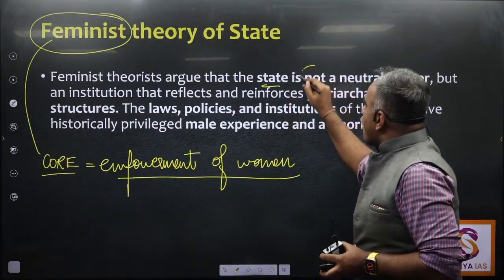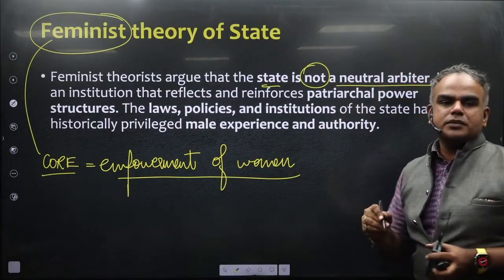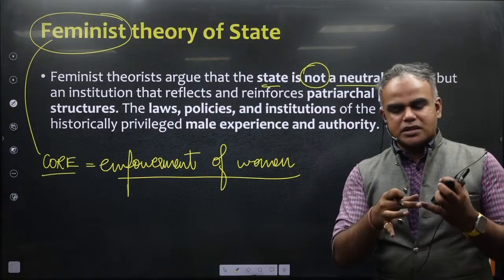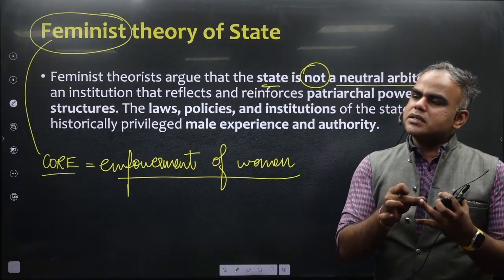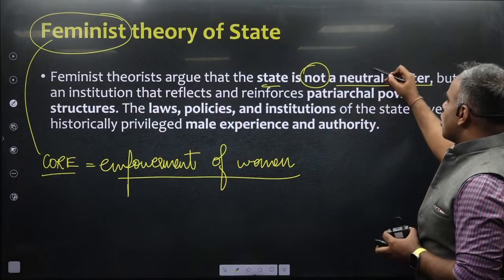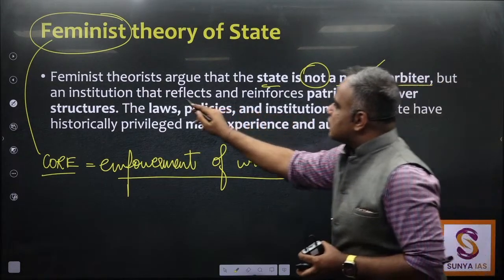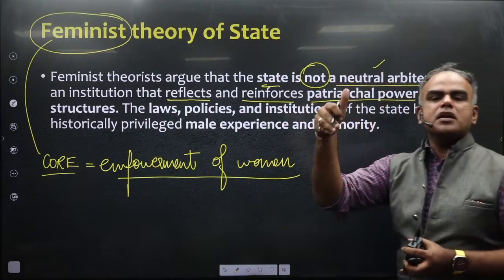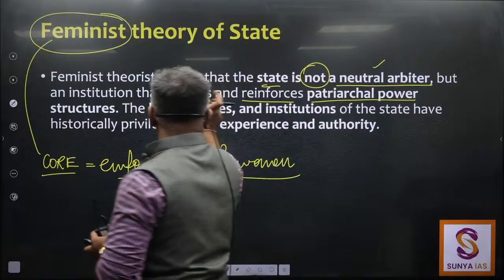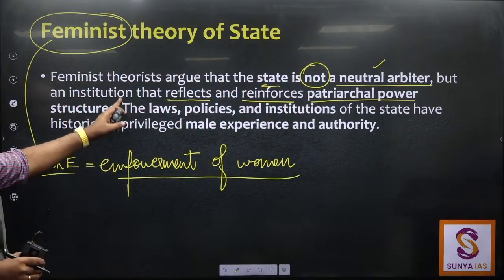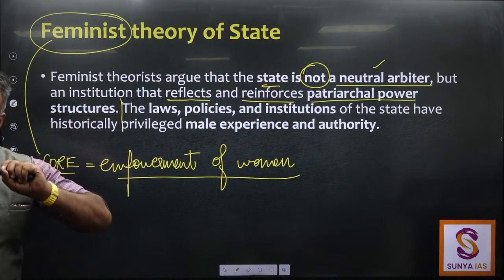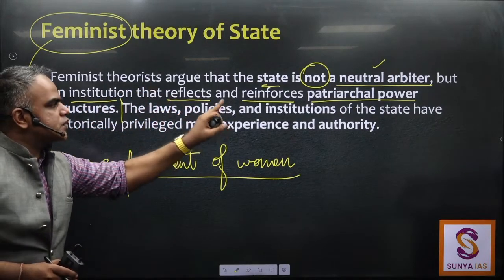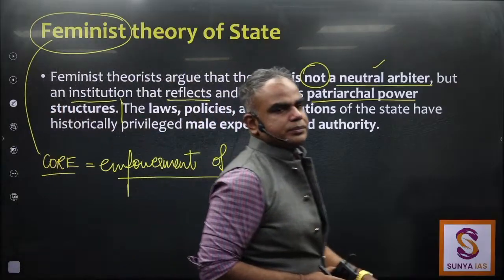State is not a neutral arbiter. Marxists also say the same thing. Yes or no? Marxists say that the state is not neutral. It is either relatively autonomous or an instrument of the bourgeois. Not neutral, but it reflects and reinforces patriarchal power structures. So these keywords are important. Right? State is not a neutral arbiter, but an institution that reflects and reinforces patriarchal power structures.